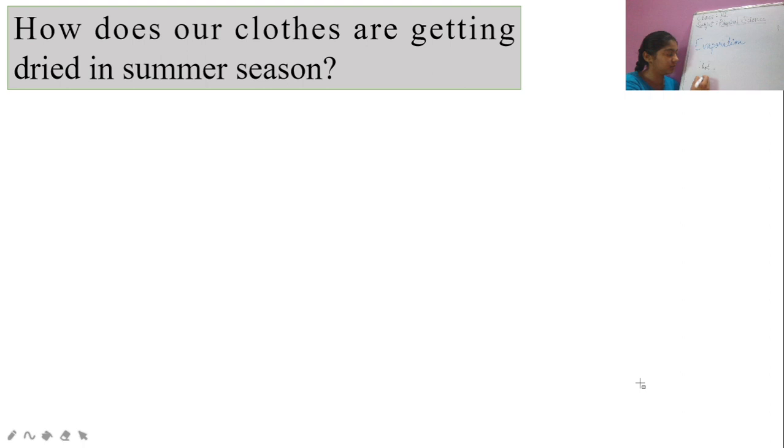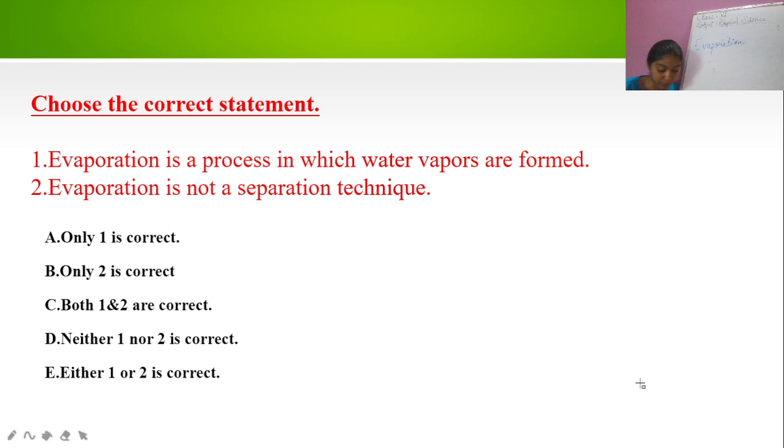So students, that means for option A you have to choose one, for B you have to choose only two, C means both are correct, D means none of them, not one is correct, not two is correct, and for E we have either one or two. That means from these two, one is correct. So you have to choose it properly and then tell me what is the correct answer for this. Write your answer in the comment box, students.